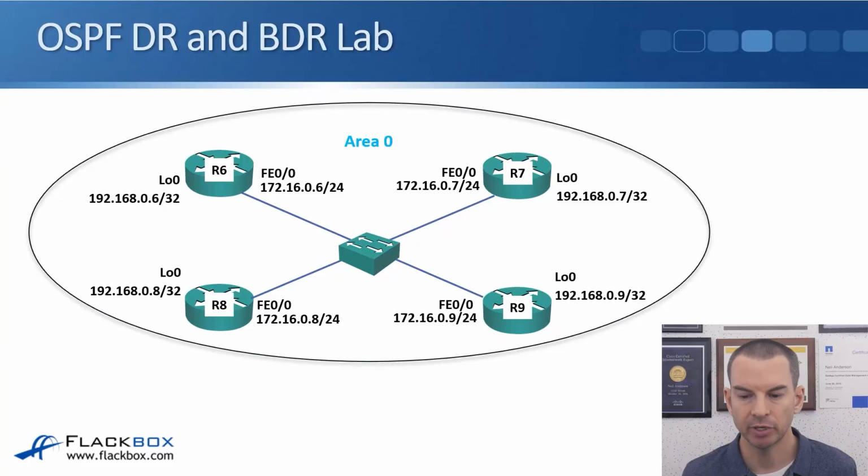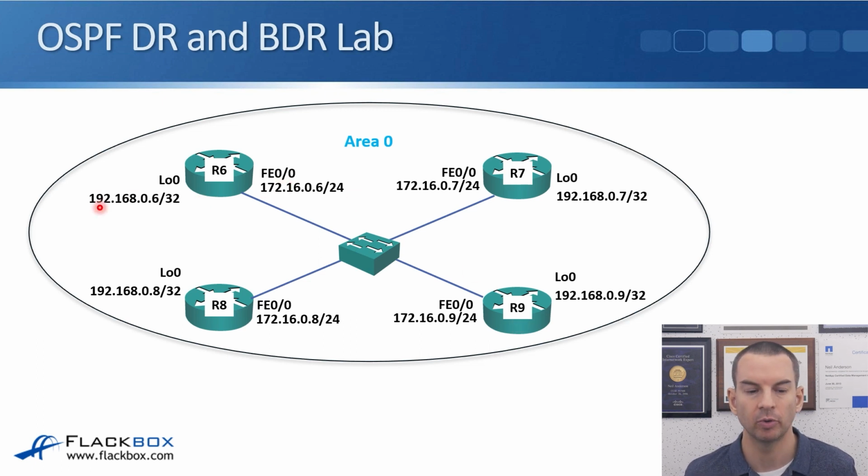In this lecture, you'll learn how the OSPF DR and BDR designated routers work with a lab demo. You can see the lab topology diagram here. So I've got my 4 routers, R6, R7, R8, and R9. They've each been configured with a loopback interface.